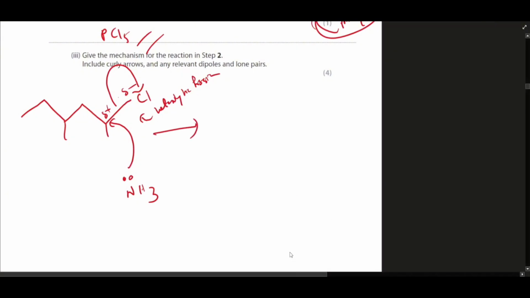Then what will be produced? Nothing, basically. The ammonia is going to react, isn't it? So the next part is, instead of chlorine, the ammonia gets added, isn't it? Gone. And then we have our Cl minus here. Now what happens?